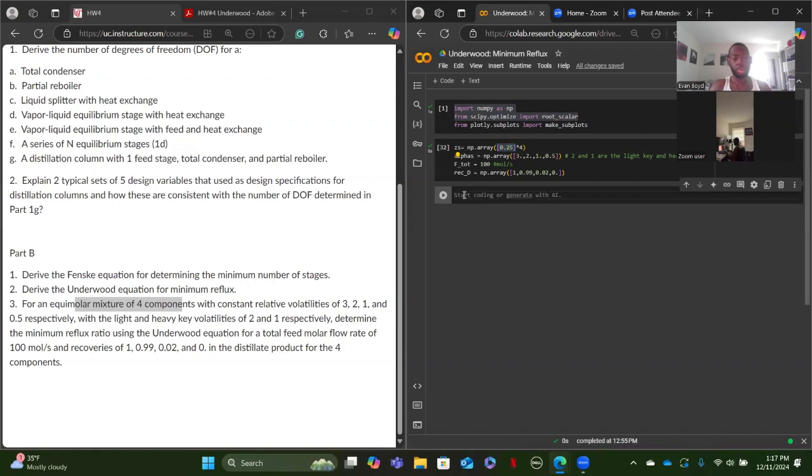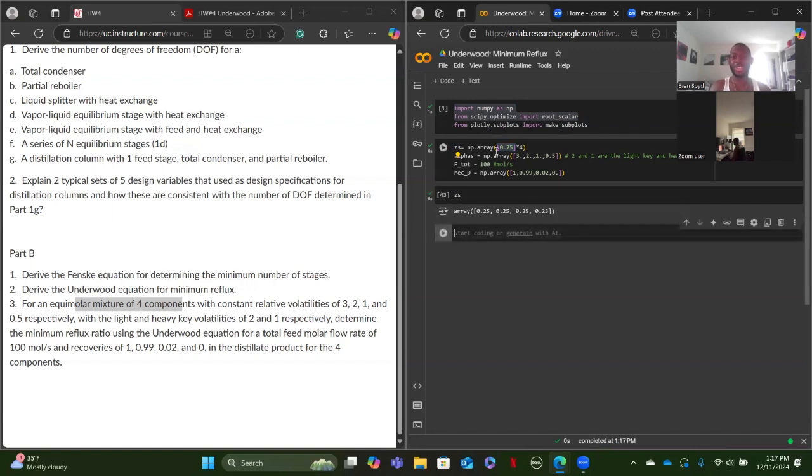So if we do this, I found out that you can just multiply by four and it'll display whatever your array four times. I mean, your component four times in your array. So that's what our z's is. So it's an equimolar mixture for four components, so our mole fractions are equimolar as well.